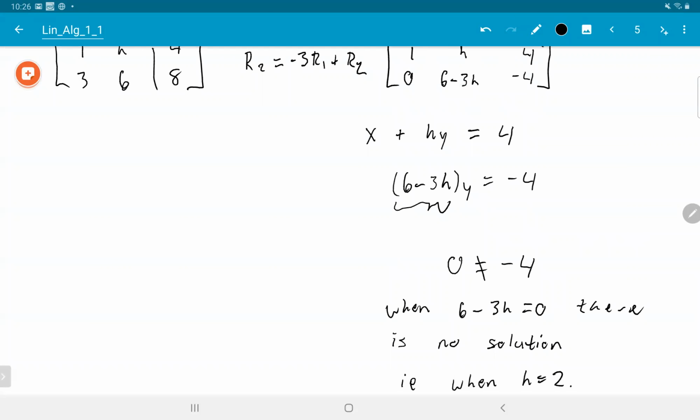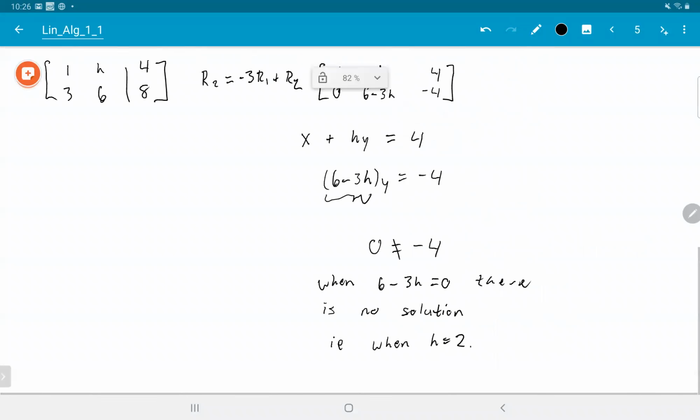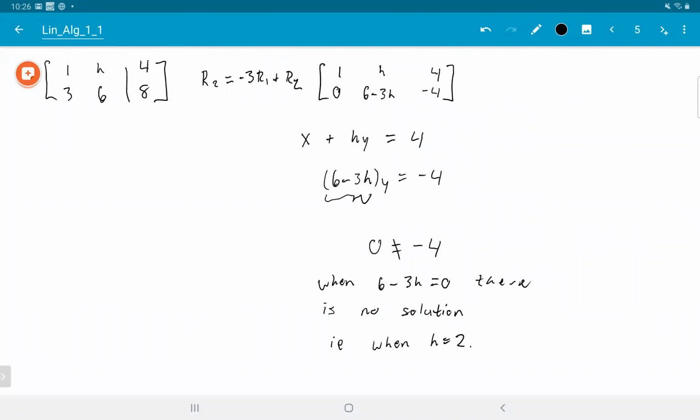So when h equals 2, the system of equations is inconsistent, and we have a solution for every h not equal to 2. So as long as h is not 2, we have a consistent system here. That will be all for this section.